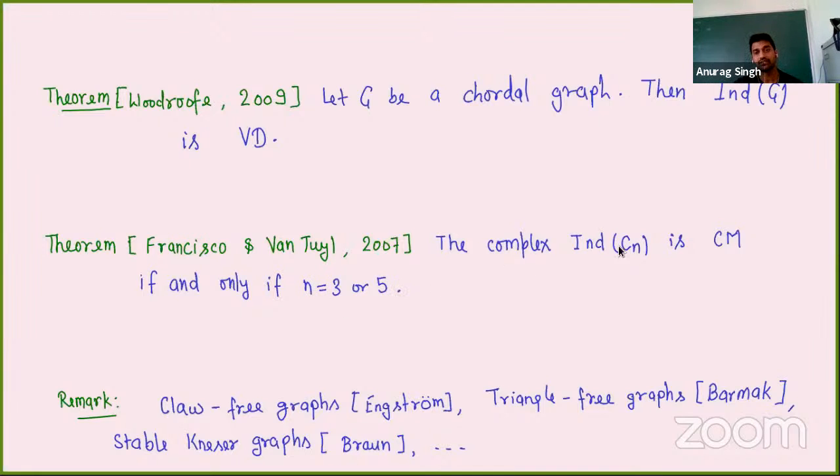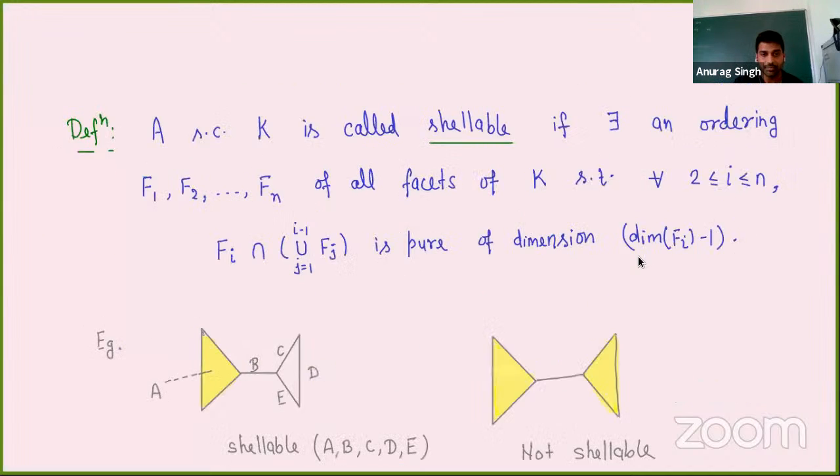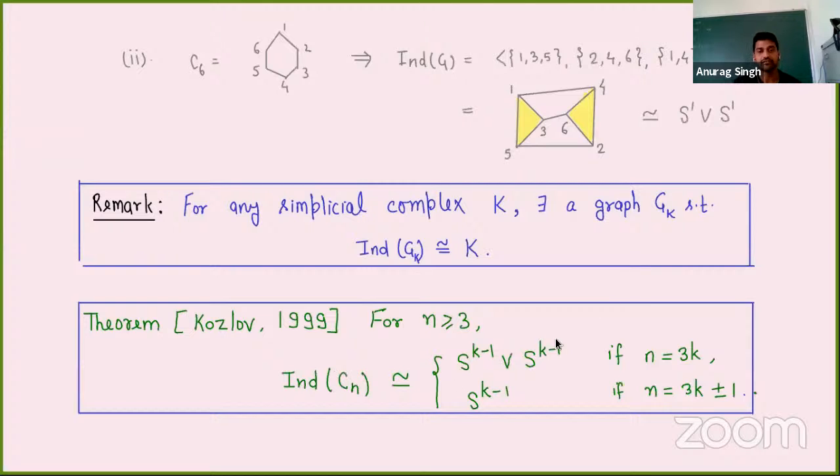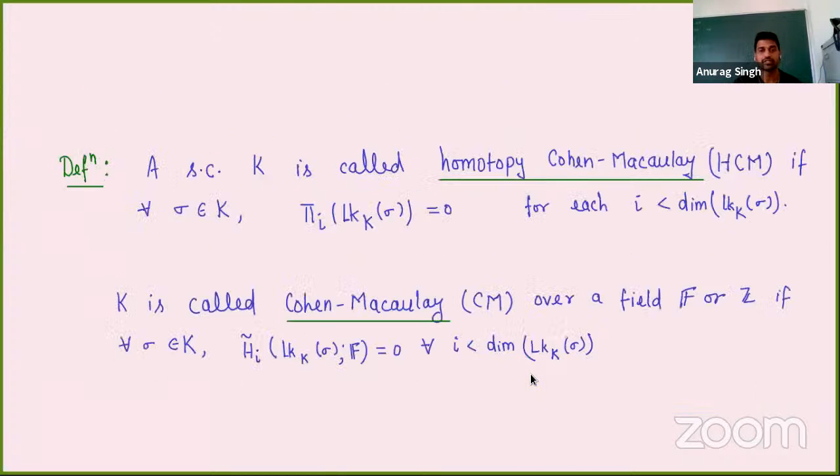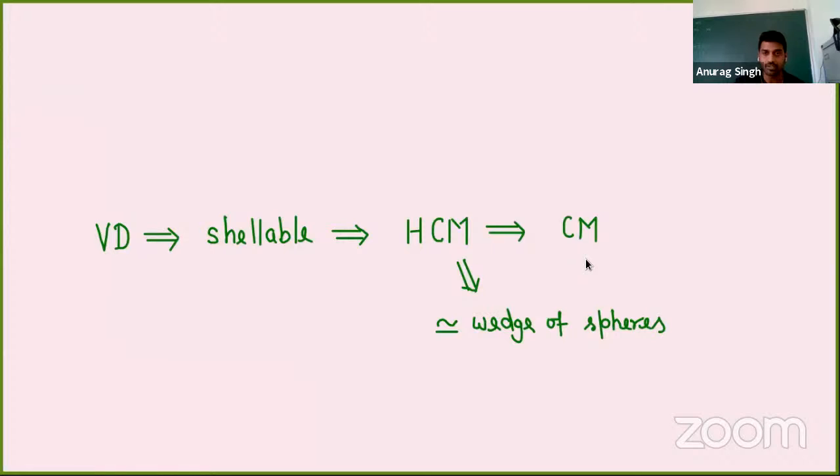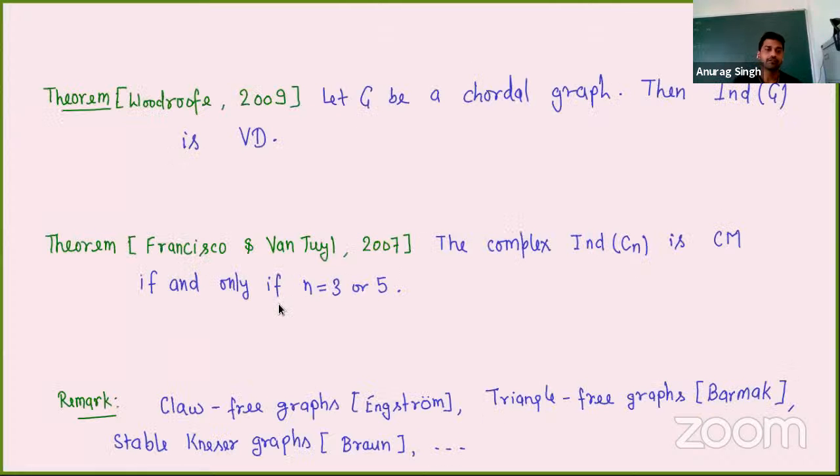So the independence complex of C6 is not even Cohen-Macaulay. But we know that the independence complexes of cycle graphs are wedges of spheres. So it gives us an example which is a wedge of spheres but not Cohen-Macaulay. Thereafter there have been many classes of graphs whose independence complexes have been computed, and people have done a lot of work in this direction. This includes claw-free graphs, triangle-free graphs, stable Kneser graphs, and so on and so forth. There are many other classes whose homotopy types of independence complexes have been studied.